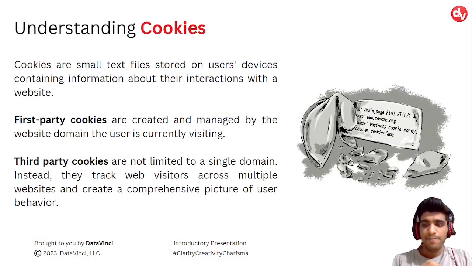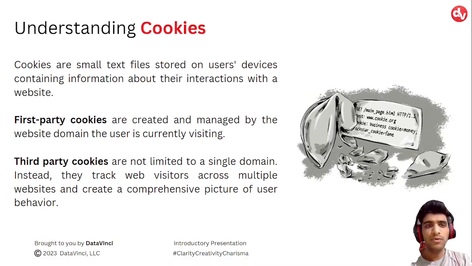Understanding cookies. So where exactly does the name cookies come from? So you might have seen those fortune cookies, right, which contain a text within it as shown in this figure out here. So yeah, the cookies name comes from there. Cookies are nothing but small text files that are stored on the user's browser, and they contain information about the user such as the interactions with a website.